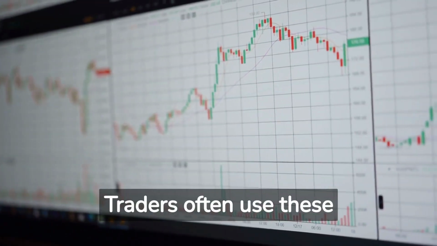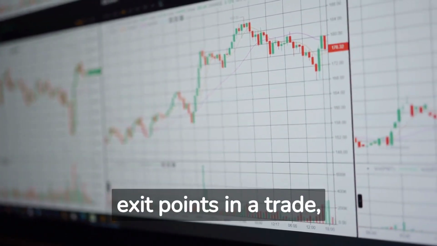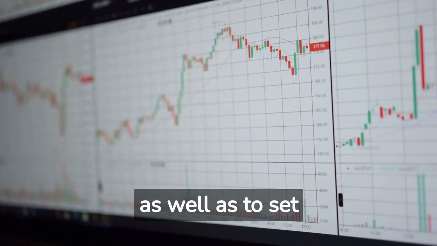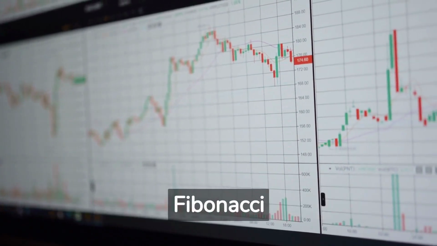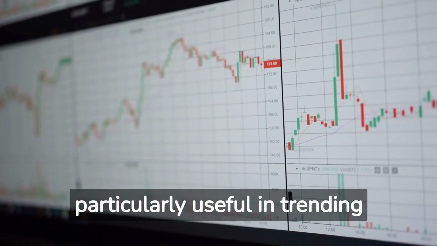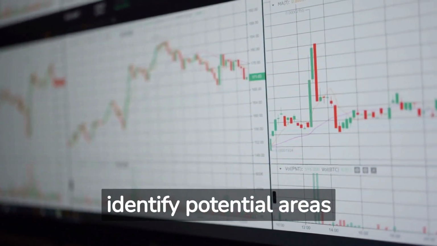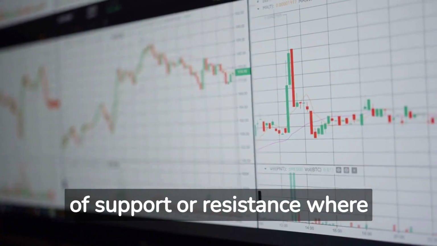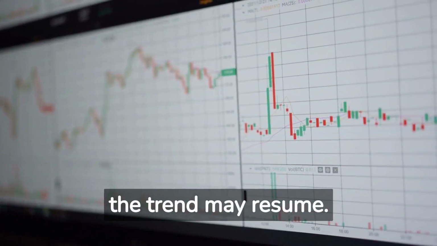Traders often use these levels to determine entry and exit points in a trade, as well as to set stop loss and take profit orders. Fibonacci retracements can be particularly useful in trending markets, as they can help traders identify potential areas of support or resistance where the trend may resume.